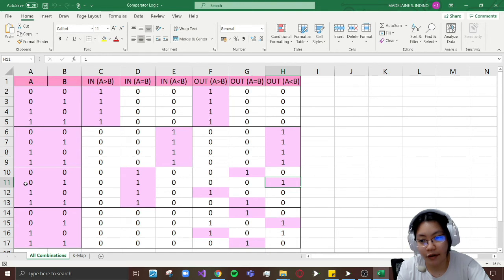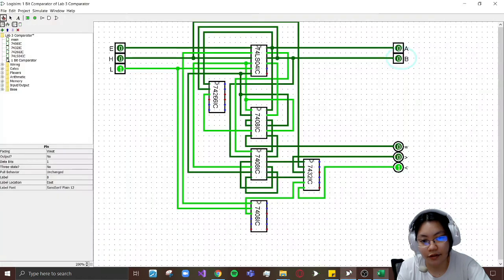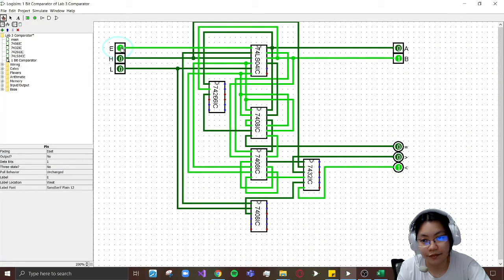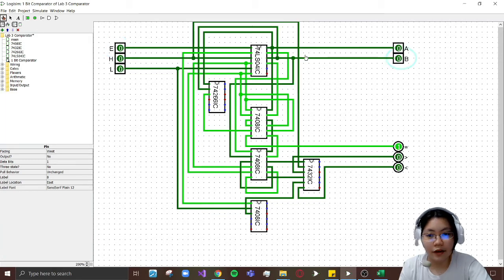When A is turned off, B is turned on, and the equal signal is also turned on. A is turned off, B is turned on, and an equal signal is there. So it is unaffected, as well as no input. So it is still less than. So we now verified that this 1-bit comparator is accurate and fully functional, and therefore cascadable.